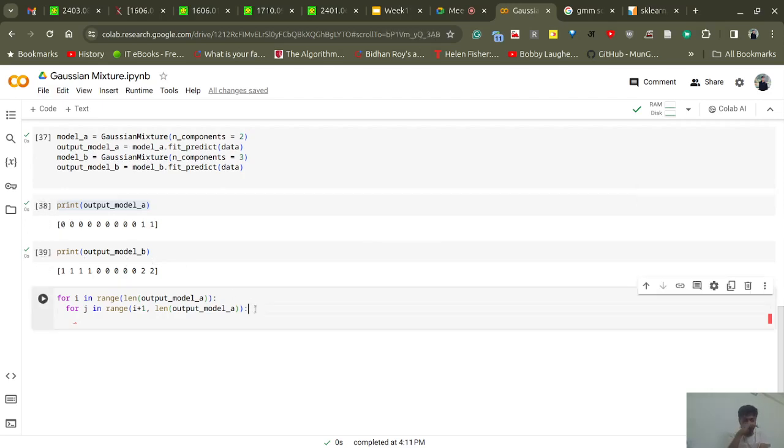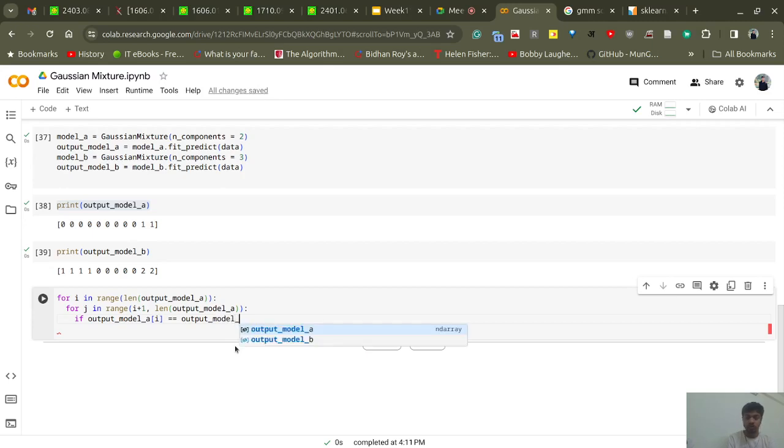Okay, so at first we are going through I here, this point, then we are coming here J, so we'll check that if they are similar. Okay, so if output model A of I equal to output model A of J, basically we are checking if they are similar. So if they are similar, then only we will check that if output of model B are also similar.